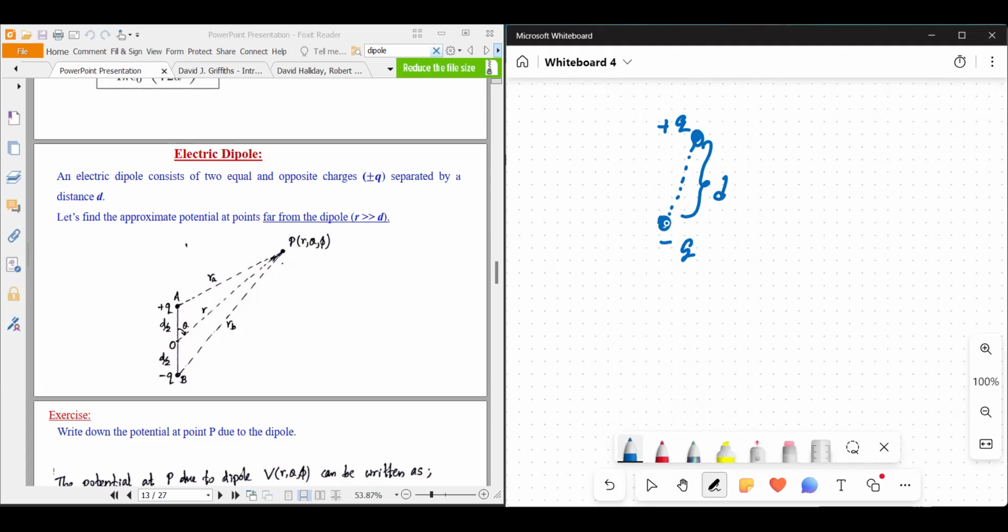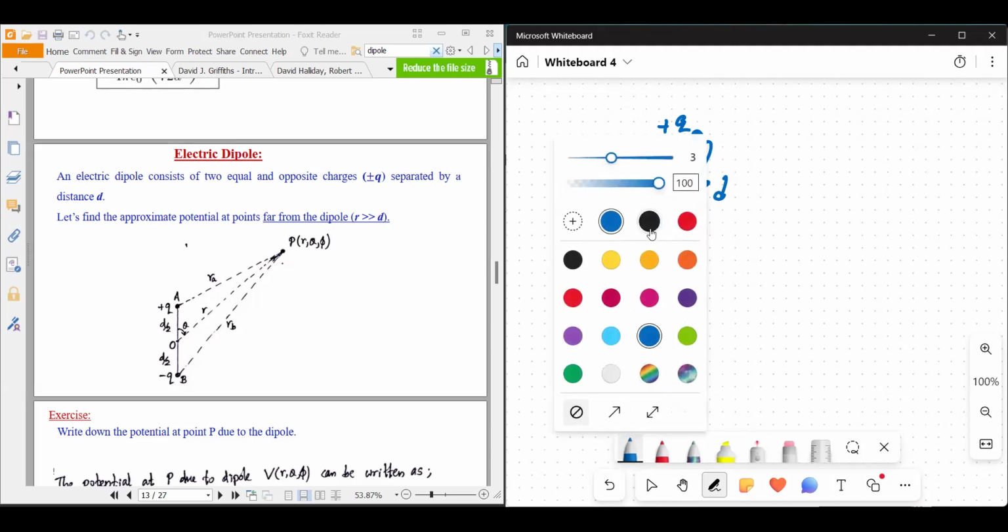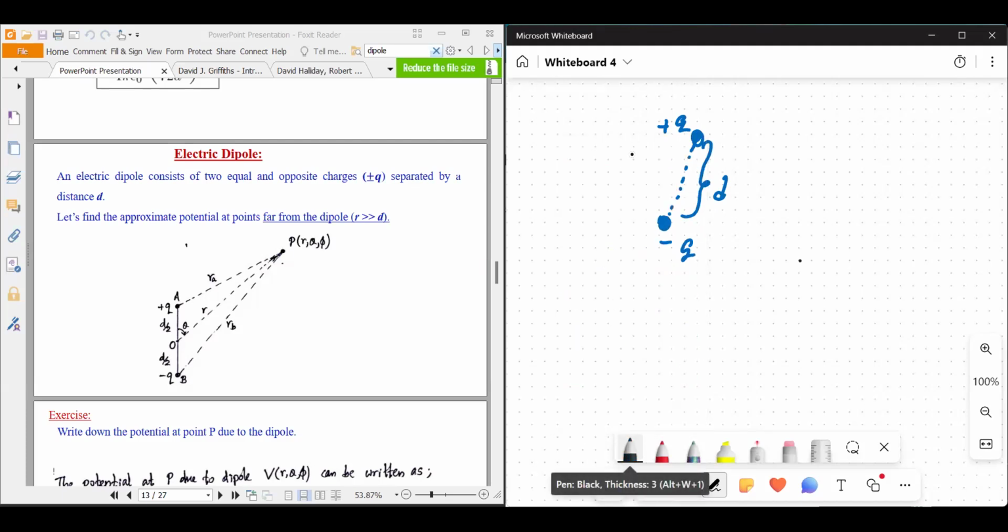Now, if I place this electric dipole in an electric field, let's say we have an electric field like this, then what will happen? Because of this electric field, there will be a certain force acting on this charge and a certain force acting on this charge. If these two charges are connected, then because of the forces acting on them, this total configuration, this dipole, will try to rotate. So there will be a torque acting on this dipole.